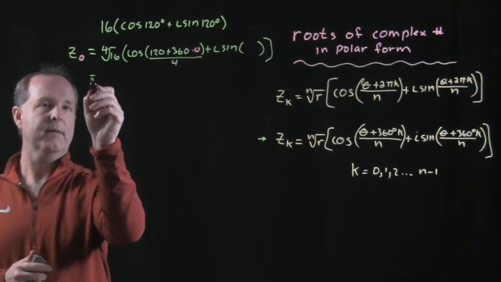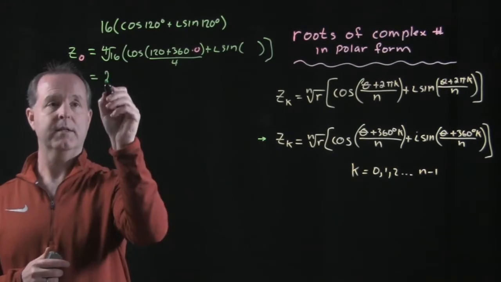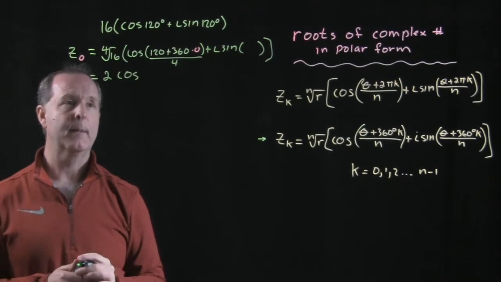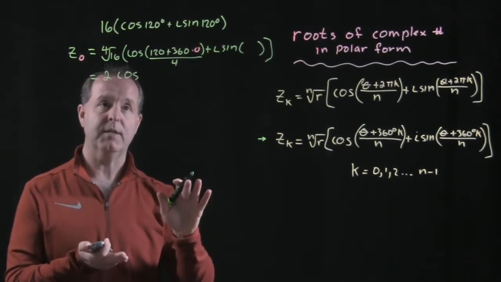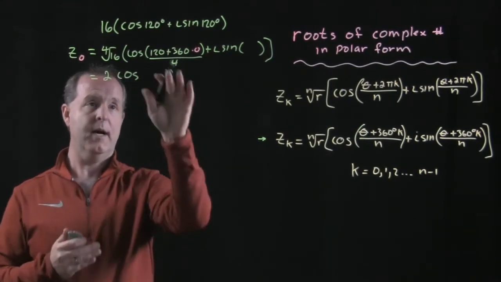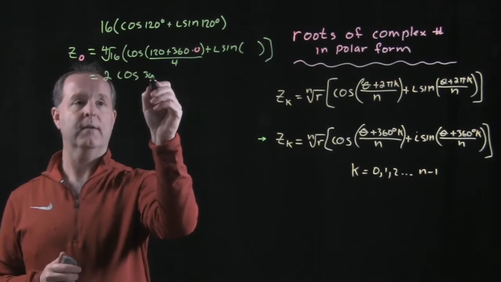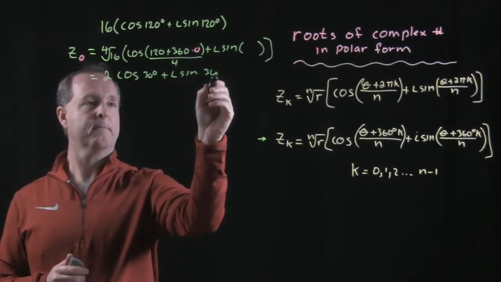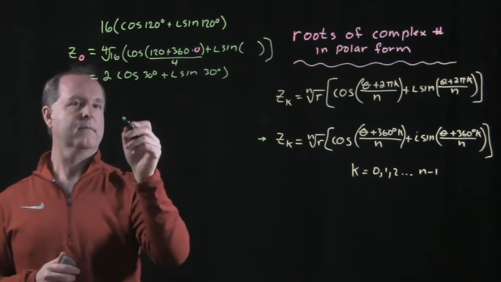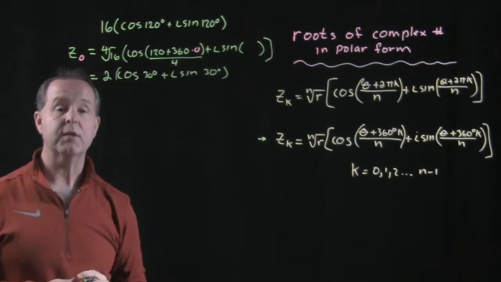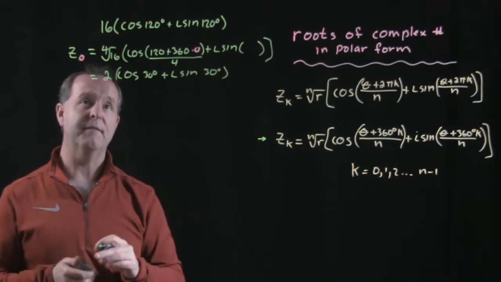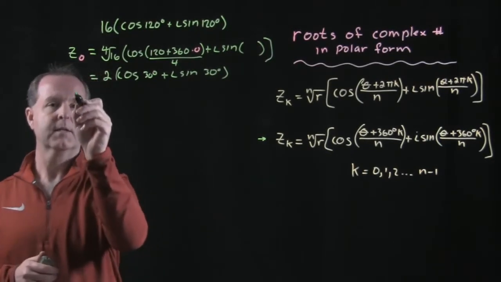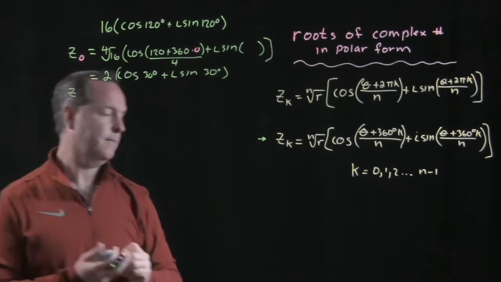So let's clean that up. The fourth root of 16 is a 2. Cosine of 120 plus 360 times 0, so it's just the 120. 120 divided by 4 is 30 degrees, plus i sine 30. So there is our first root of this complex number when we're focusing on looking for 4 of them. So let's look for the next one.